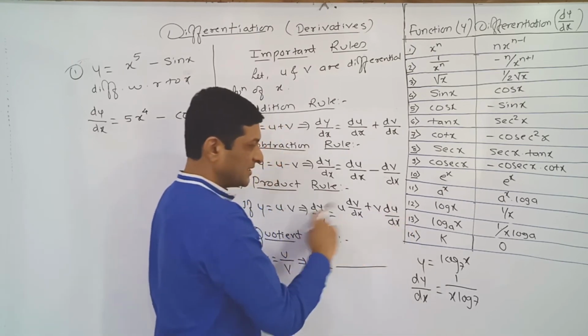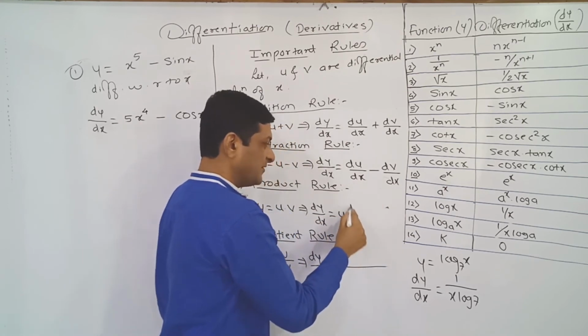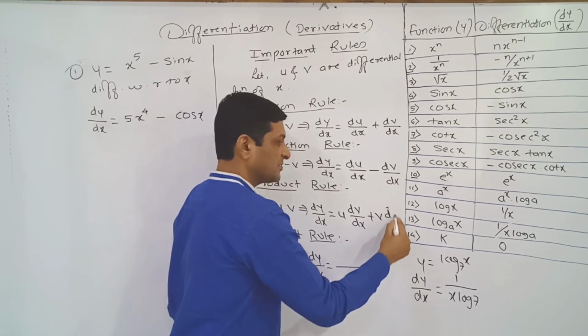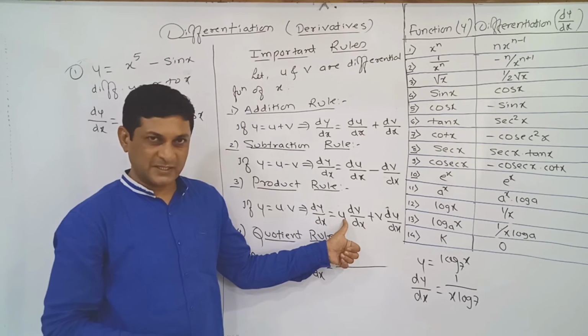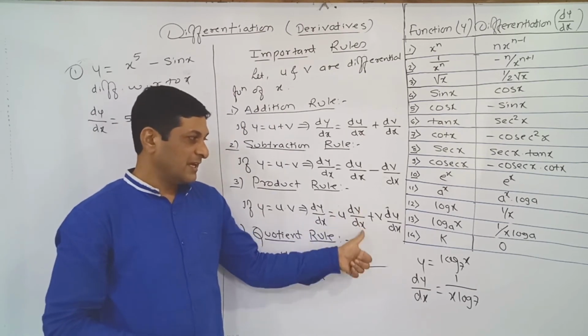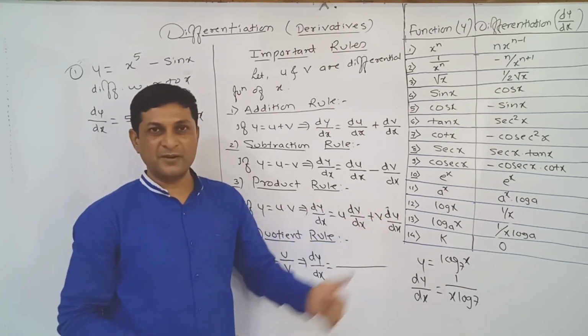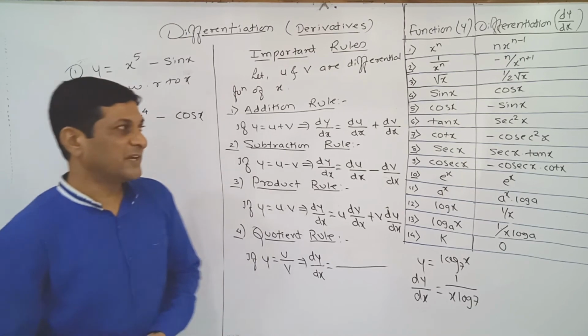In this way we have got the product rule, meaning first term as it is, derivative of second term, plus second term as it is, into derivative of first term. That is, u as it is, into the derivative of v, and then plus v as it is, meaning second term as it is, into the derivative of first. This rule is called as what? Product rule.